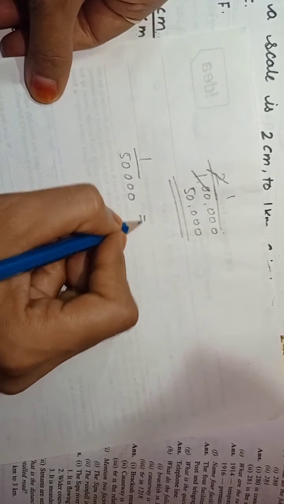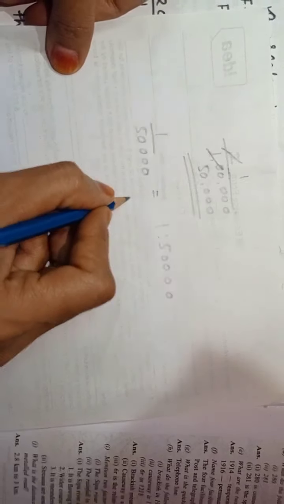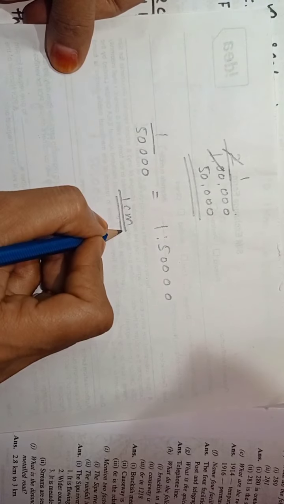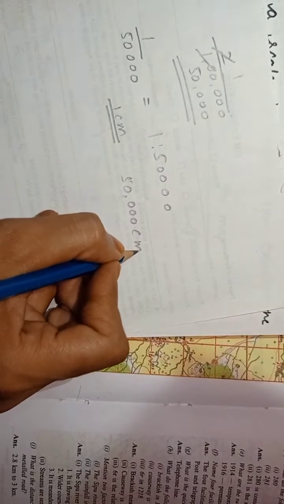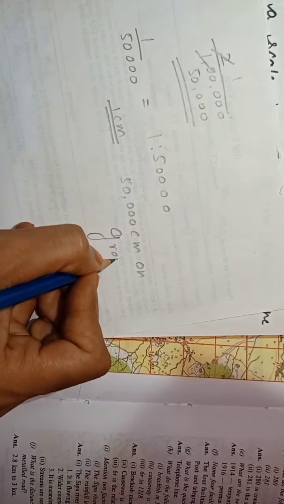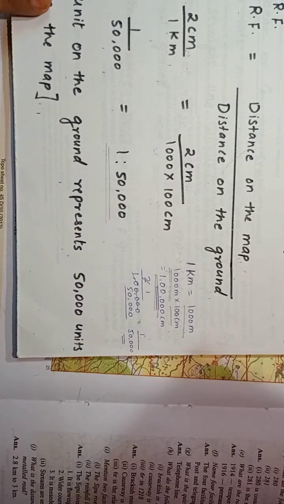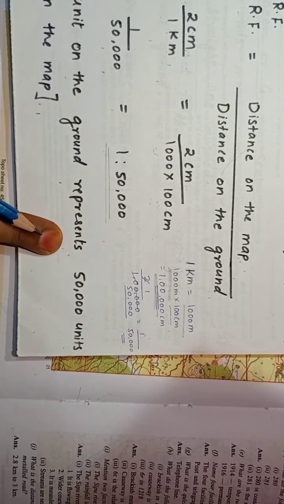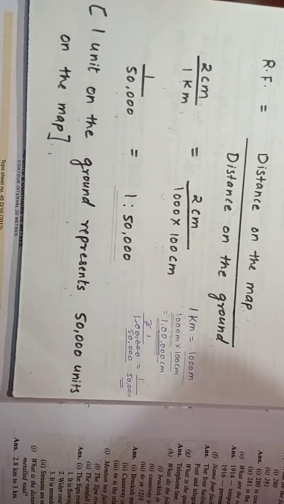So what is the RF? 1 is to 50,000. That means 1 centimeter on the map denotes 50,000 centimeters on the ground. So we can say 1 unit on the map represents 50,000 units on the ground. That means we have to take the same units.